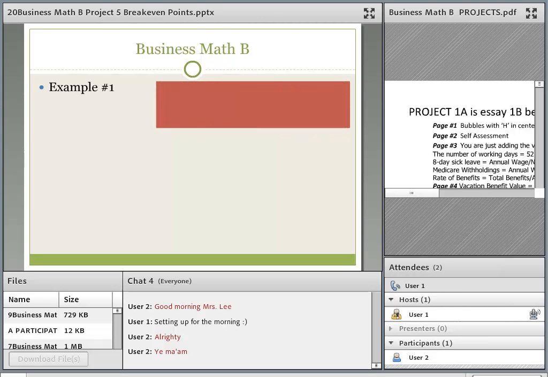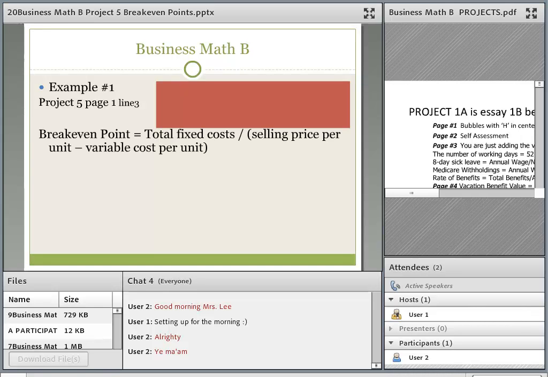So we're going to go over an example of this. This is in your project 5. It's on your first page and it's line 3. If you want to turn to that now.